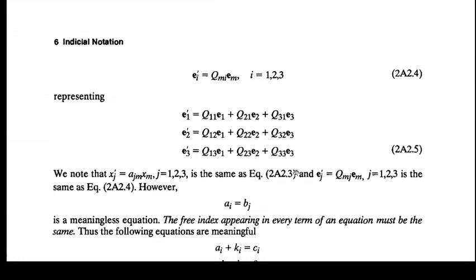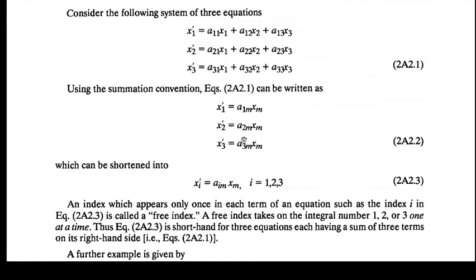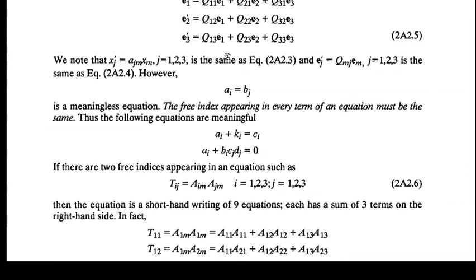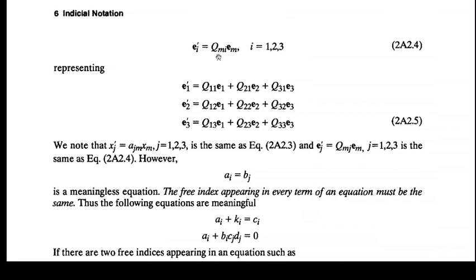Now, one more example. Some more discussion on the free and dummy index. If you have e'_i equals q_mi e_m, then you can write it when i is 1, you can write this. This is a similar way as I have explained in this example, that you have this short form, and from this short form you have this type of system. And keep in mind what is written here: x'_j equals a_jm x_m and e'_j equals q_mj e_m.